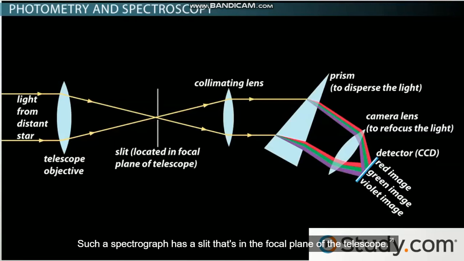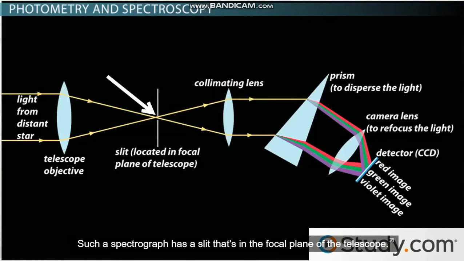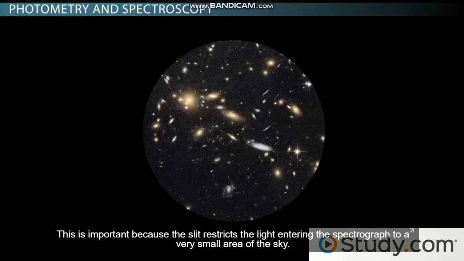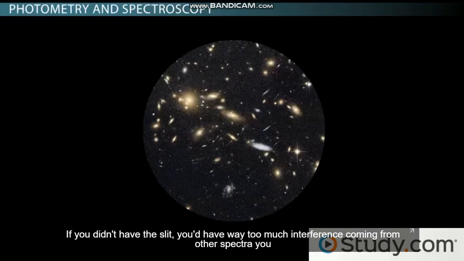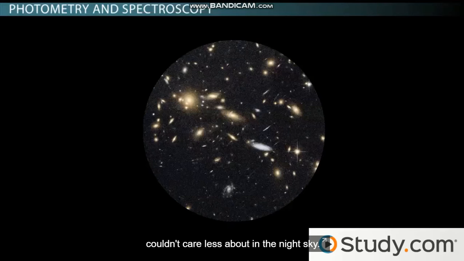Such a spectrograph has a slit that's in the focal plane of the telescope. This is important because the slit restricts the light entering the spectrograph to a very small area of the sky. If you didn't have the slit, you'd have way too much interference coming from other spectra you could care less about in the night sky.